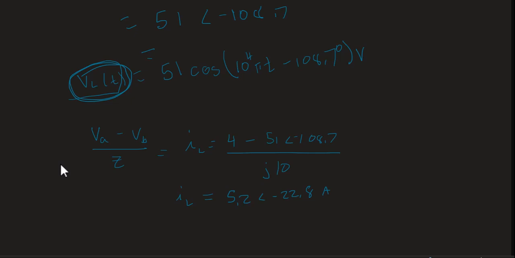I'm still getting negative 22.8. Granted, I did it by Ohm's law. I'm gonna try it again. I'm using Ohm's law. That's it. You did the VL we found on the last part over J10.